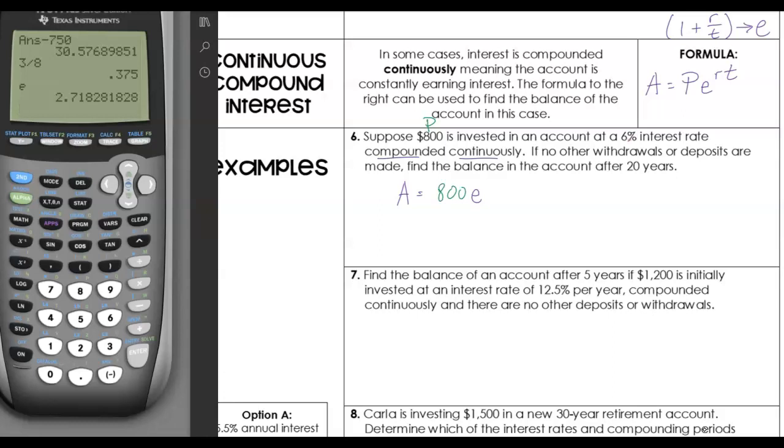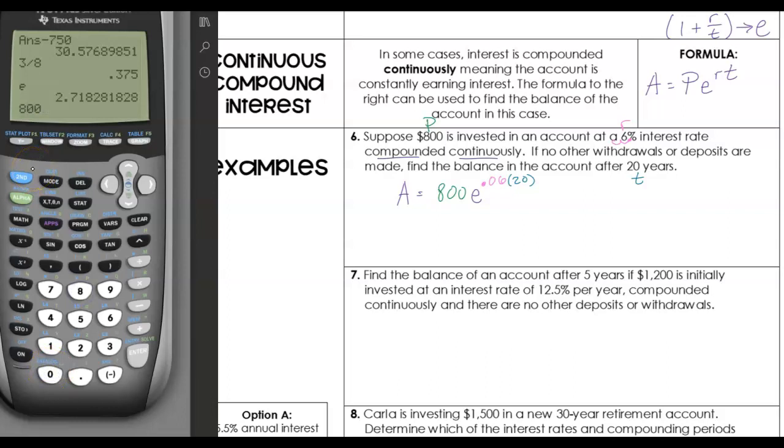Yes, we take that decimal that's after the 6 and move it to the left. It becomes 0.06, our rate. And lastly, what's our time? 20 years. Very good. So I just take this and plug it in, 800 times e.